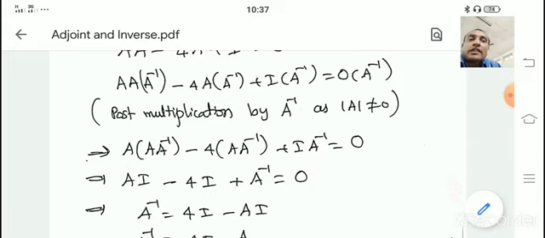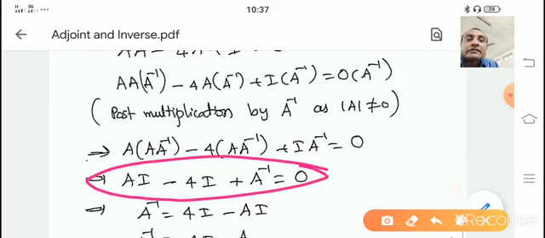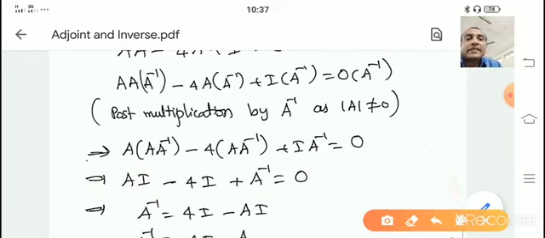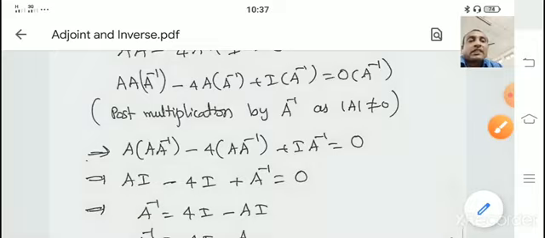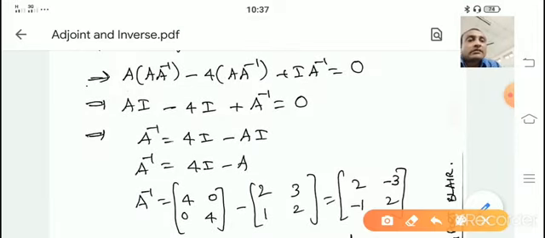Now, in this particular equation, you can see A inverse. Can you see A inverse? Isolate it. Make A inverse the subject. So A inverse is equal to minus 4I on that side becomes 4I, A on that side, minus A. So calculate 4I minus A, and we get the inverse.